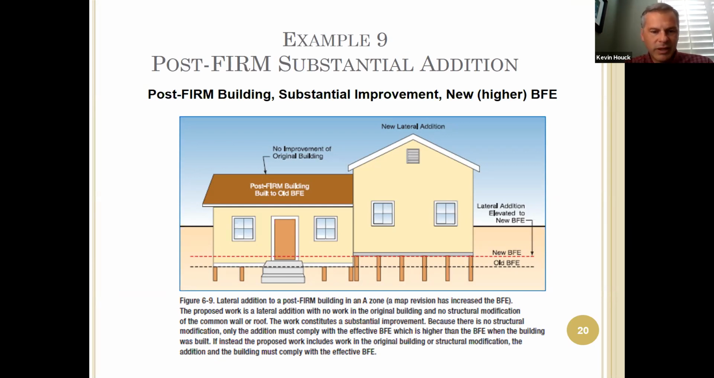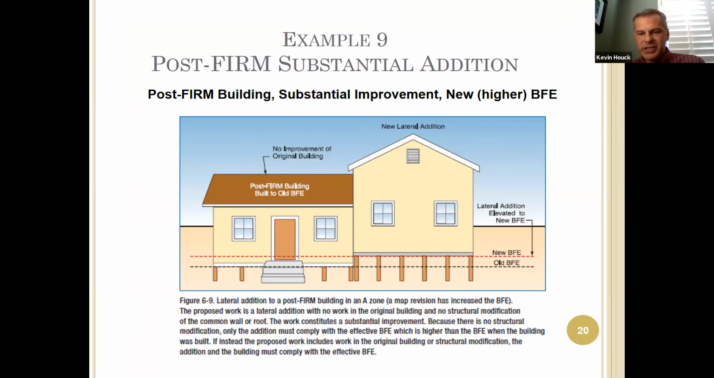Now let's read what they want to propose here. It says, the proposed work is a lateral addition with no work in the original building and no structural modification of the common wall or roof, and it constitutes a substantial improvement. Again, remember that as long as that original building can stand on its own with its own roof and all of its supporting elements, including the common wall, even if it's a substantial improvement, that building can remain at the base flood elevation, or at the first floor elevation that it's at.